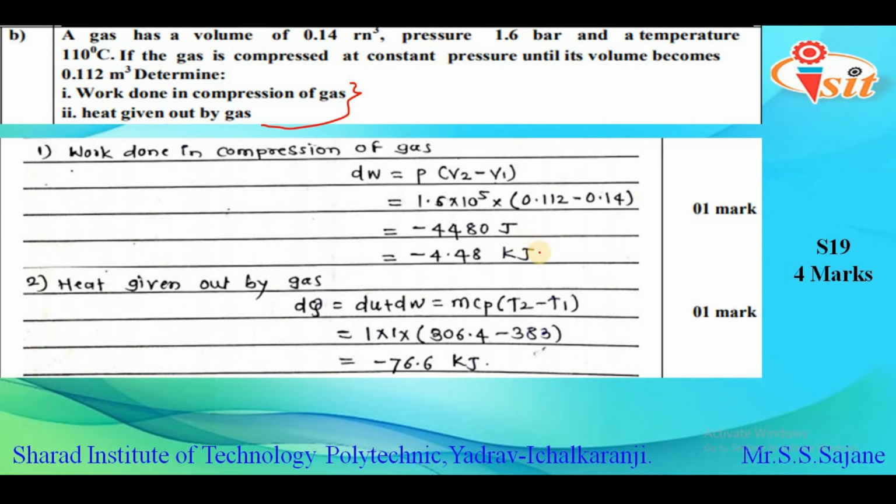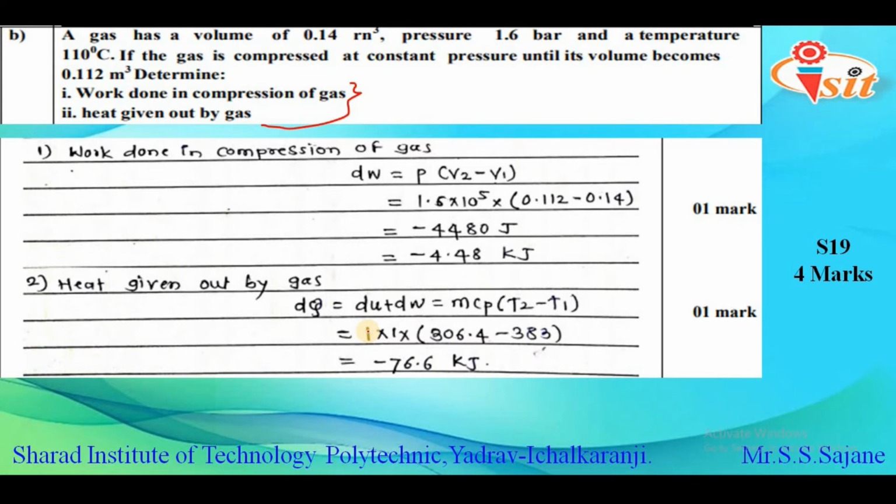Now for the calculation of heat transfer, we will be using this formula, that is dq is equal to du plus dw, or we have another formula, that is m Cp into delta T. We can also calculate the heat transfer by using this formula. Since they have not given any mass related information in the question, we can assume the mass to be 1, and also we do not have the value of Cp, that is specific heat at constant pressure, so we usually consider this value equal to 1.